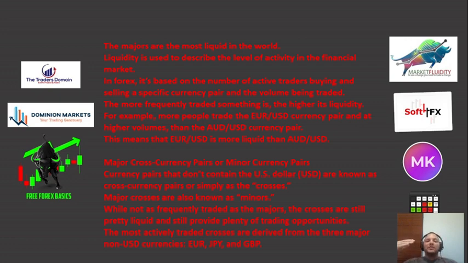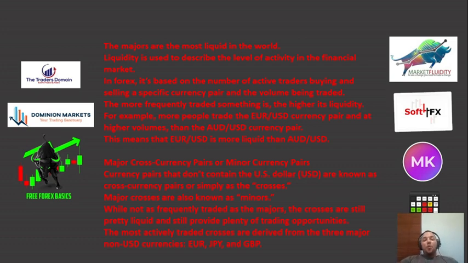You're always wanting to trade a pair that moves a lot in the market, where price moves, to give you the opportunity to execute a trade. So for example, more people trade the Euro USD currency pair and at higher volumes than AUD USD currency pair. This means that the Euro USD is more liquid than AUD USD, meaning that there's much more movement because of the liquidity in the market.